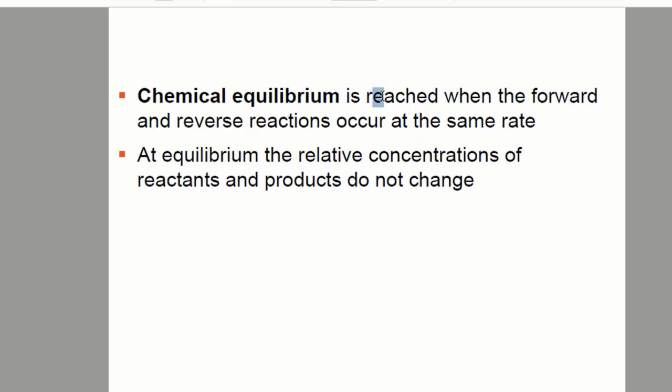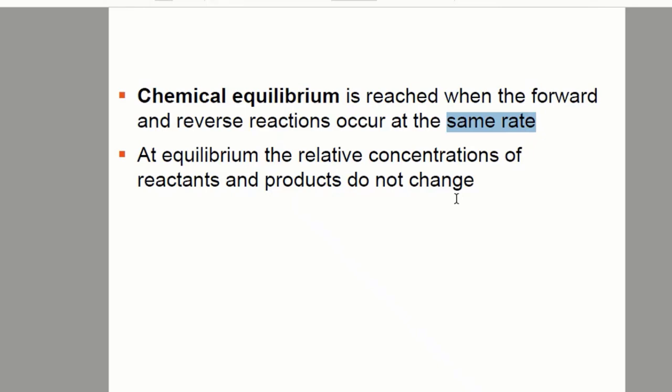So the reason they say it's reached is because they reach a point. The reaction is moving. The reaction is being made, the reaction is being broken, but it will have to reach a point. It can reach a point of chemical equilibrium when the forward and reverse reactions occur at the same rate. At equilibrium, the relative concentration of reactants and products do not change.